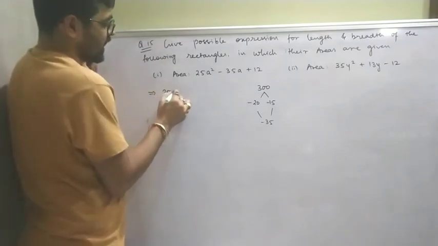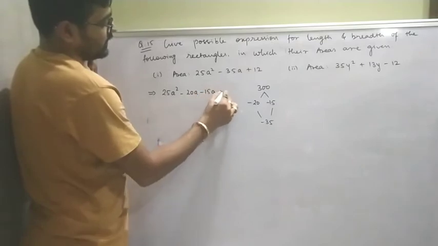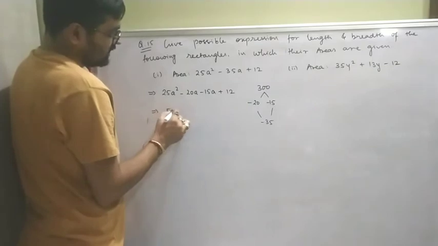So 25a square minus 20a minus 15a plus 12. What's common out of these two? So I can easily say 5a.